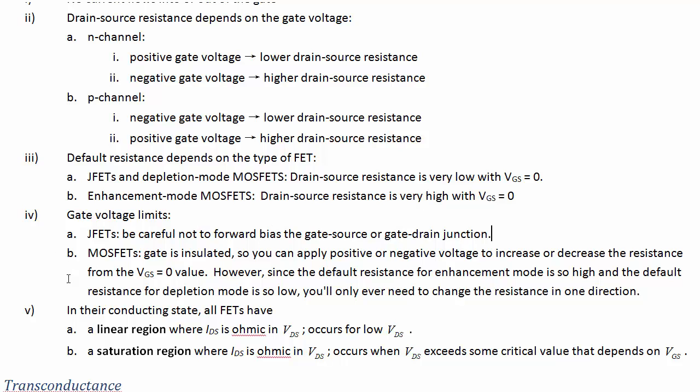But for MOSFETs, the gate's insulated, so go nuts. Be aware that in AC, the gate can still flow current in because that's like a capacitor. In their conducting states, all FETs have two regions: a linear region where IDS is ohmic in VDS, and a saturation region where it's not ohmic, it's constant in VDS, and this occurs when VDS exceeds some critical value that depends on VGS.